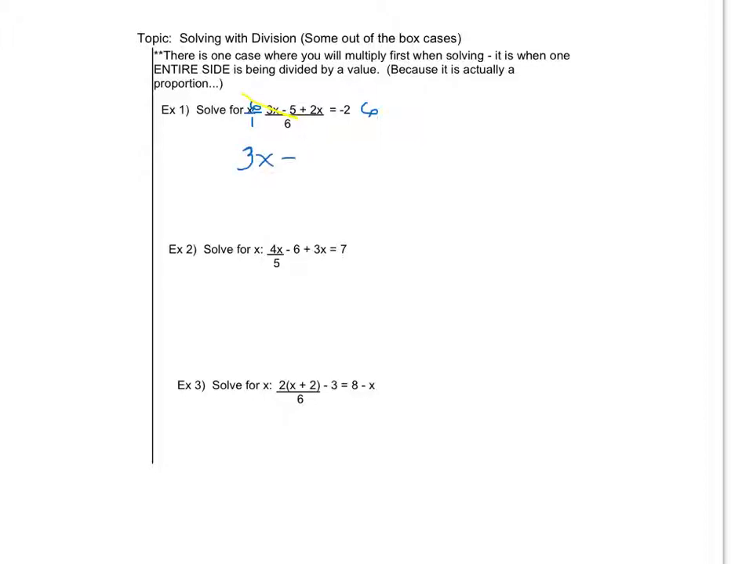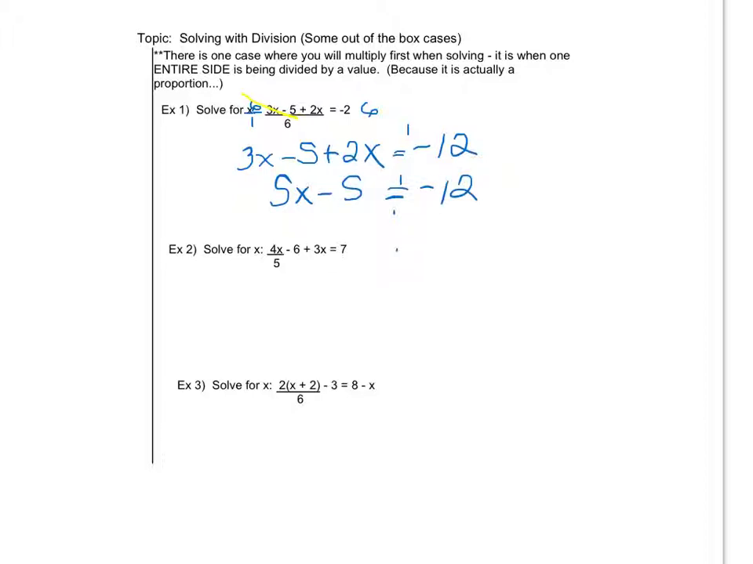leaving me with 3x minus 5 plus 2x equals, and because I multiplied the left by 6, I have to multiply the right by 6, equals negative 12. Now I can perform my usual steps for solving linear equations. I can combine my like terms on the left side. 3x and 2x is 5x minus 5 equals negative 12.